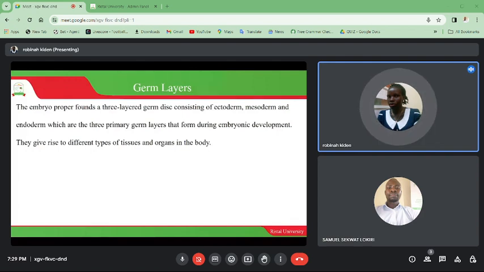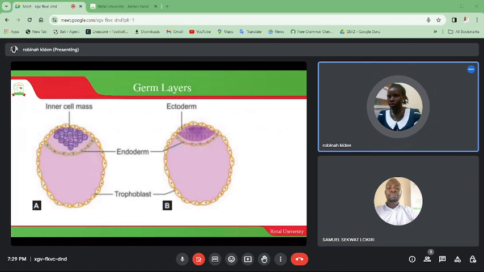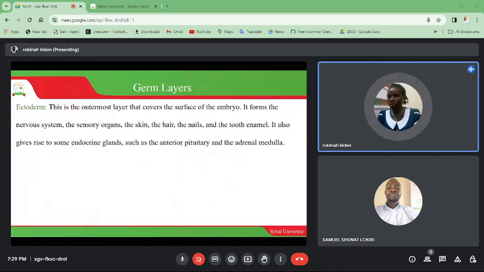So right there we have the germ layers that we talked about. We have the outer solid layer that covers the surface of the embryo, the ectoderm. It forms the nervous system, the sensory organs, the skin, the hair, the nails, and the tooth enamel. It also gives rise to some endocrine glands.